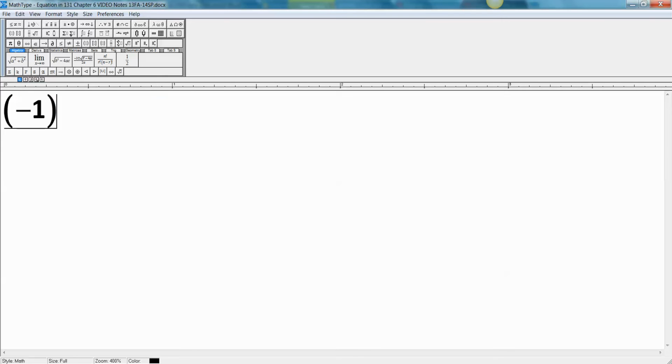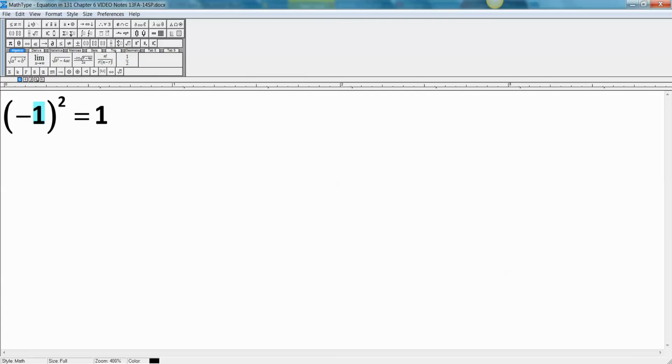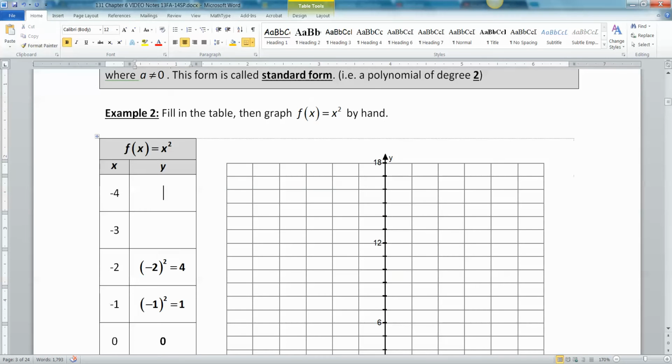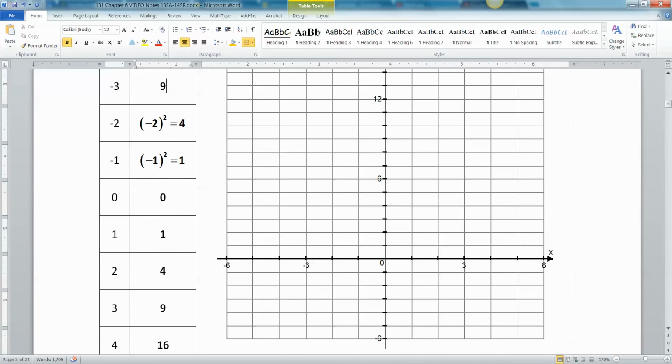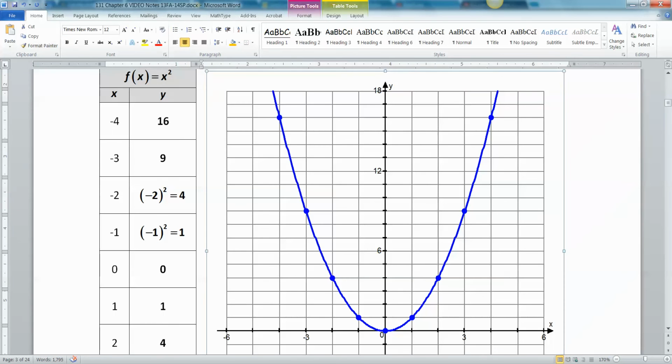Negative 1 squared. When you square a negative, it turns it positive, right? So it'll become positive 1. Same thing will happen with negative 2 squared. Negative 2 squared becomes positive 4, and so on. So this will be positive 16. This will be positive 9. So when we graph these points, we'll form a curve. So let's graph those. And there it is. You can see it forms this classic shape, which is called a parabola.